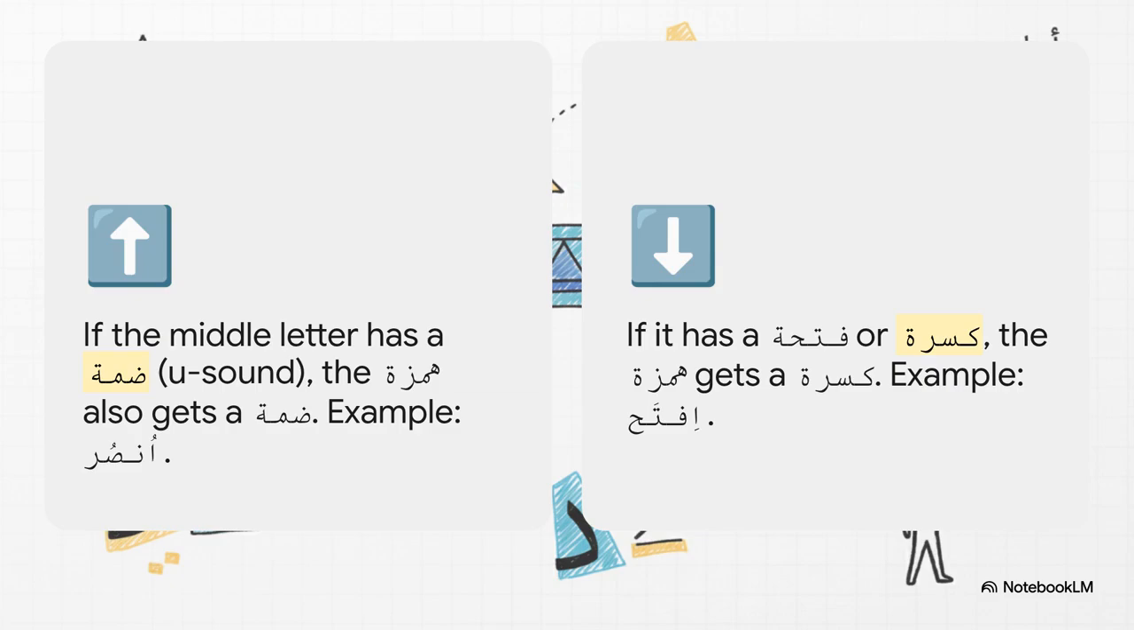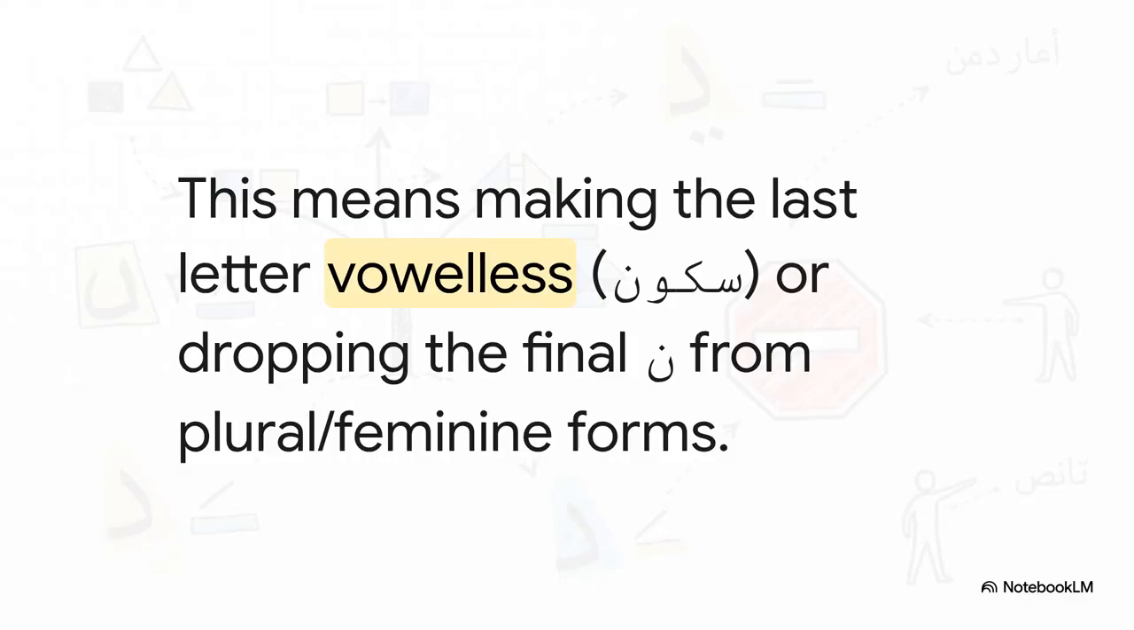That's the rule. And for our final step, we have to put the verb into what's called the jussive state, or majzoom. You can think of this as like the verb's lightest, sharpest form, which is perfect for a command, right? For a singular guy, this just means you make the last letter silent, you put a sukun on it. For plurals or feminine forms, you're usually just going to drop that final noon.